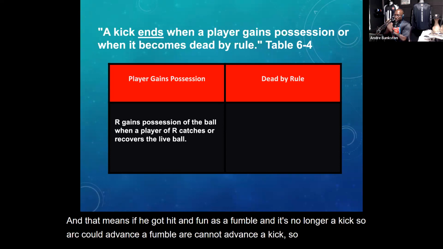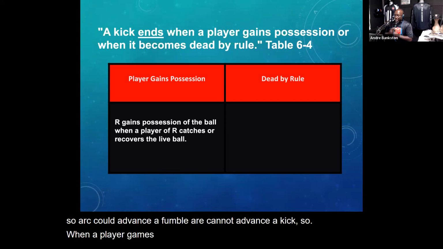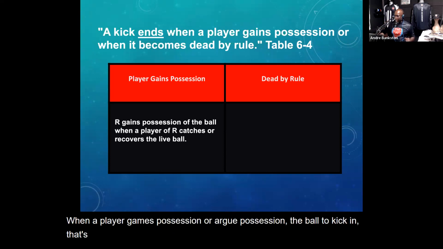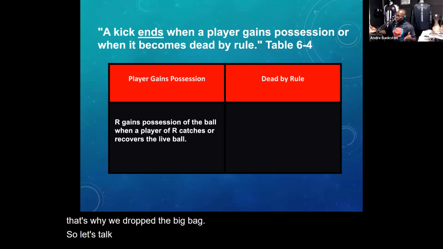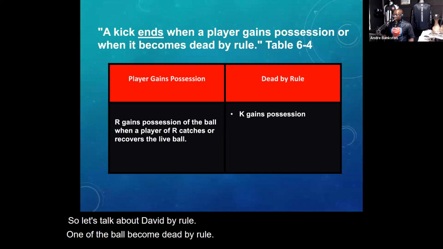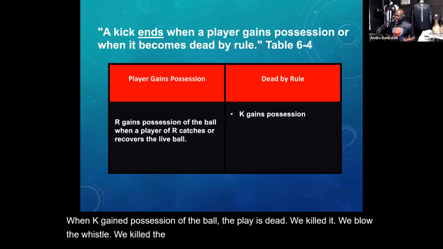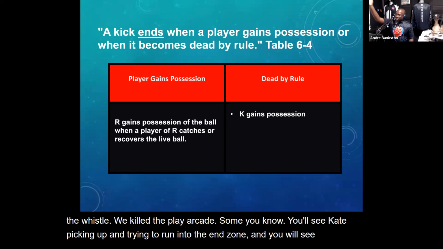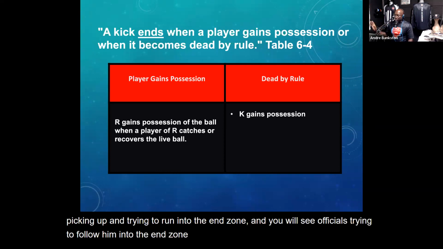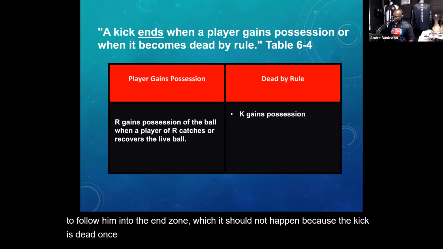So when R gets possession of the ball, the kick ends. That's why we drop the beanbag. So let's talk about dead by rule. When does the ball become dead by rule? Well, when K gains possession. When K gains possession of the ball, the play is dead. We kill it. We blow the whistle. You'll see K picking up and trying to run into the end zone, and you will see officials trying to follow him into the end zone, which should not happen because the kick is dead once K gained possession of it.